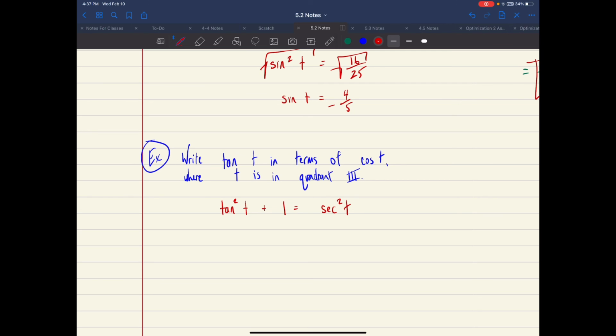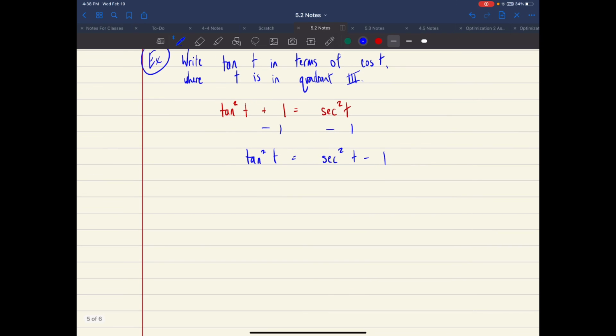So all this is saying, when something says write tangent in terms of cosine, it's saying solve for tangent. So that's what I'm going to do first before I do any conversion with this. So I will subtract 1. So then we have tangent squared t equals secant squared t minus 1. Take the square root of both sides. Remember, we have a plus or minus to deal with. So we have tangent t equals plus or minus the square root of secant squared t minus 1.